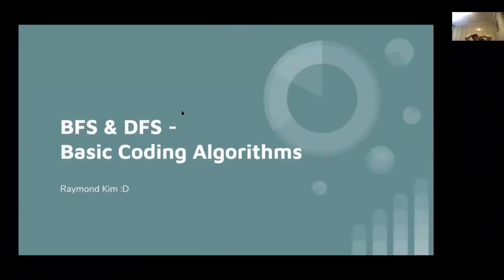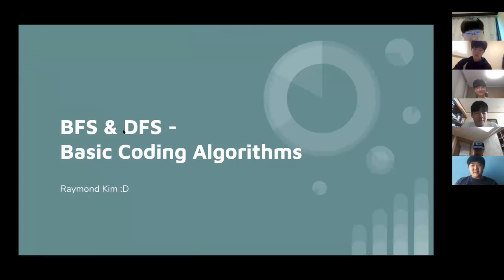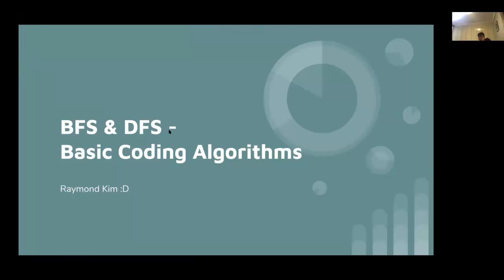Okay, so today we're going to be talking about something called BFS and DFS. These are basic coding algorithms that you learn probably in your first or second year of learning coding. BFS and DFS are algorithms that have to do with something called pathfinding. Pathfinding is, well, self-explanatory. It's finding paths.